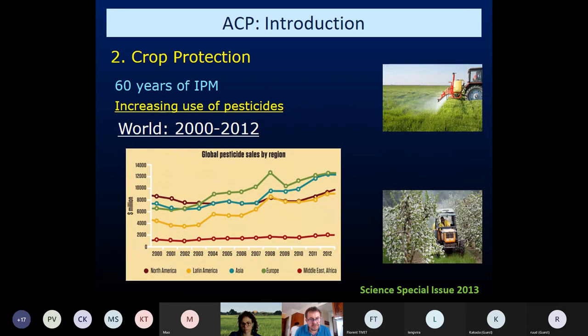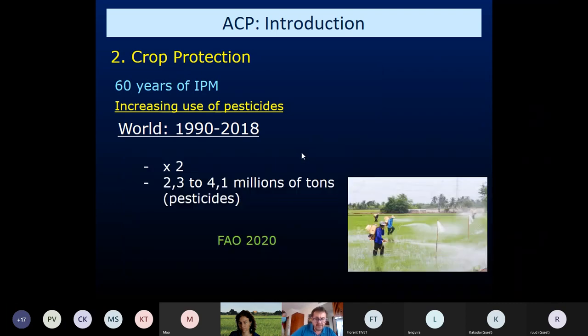A word, because we are talking about crop protection, I have to talk about pesticides, and for example, about the results of IPM for now 60 years. Two or three quick photos on the increase in the use of pesticide around the world. For example, here it's on the different continents, but you can have the same assessment. The recent data from the FAO say that at the global level, the consumption of pesticides has been multiplied by 2, from 2 million tons of pesticide to 4 million tons in only 2 decades.